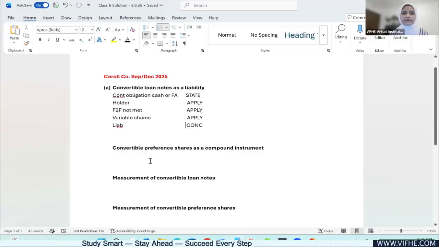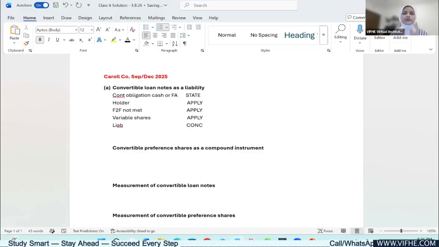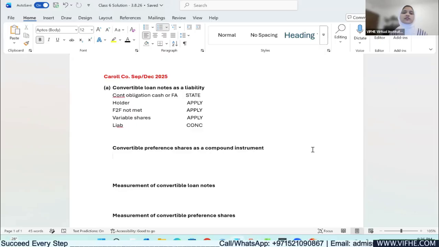I'll do both, don't worry. Why I'm doing the skeleton is only so that you all understand that when you're reading a scenario, it's so easy to get the points. For points, we panic. But actually, it's very easy to get the points. Convertible preference shares is a compound instrument. So let's first do the definition.